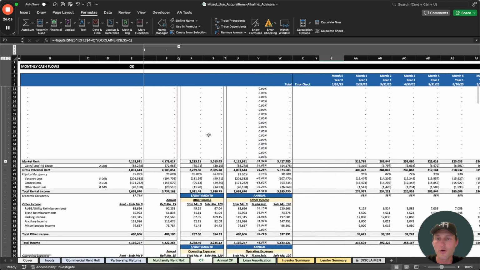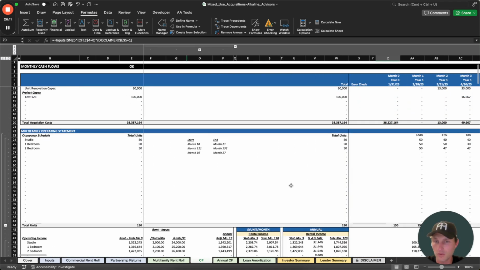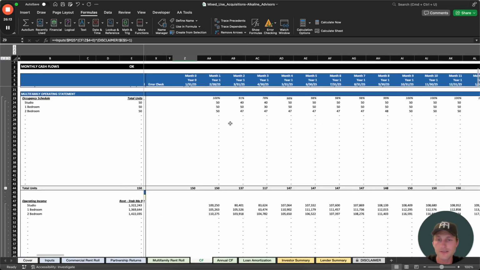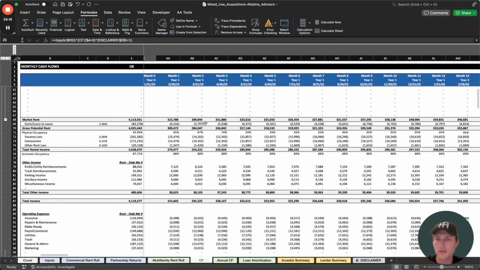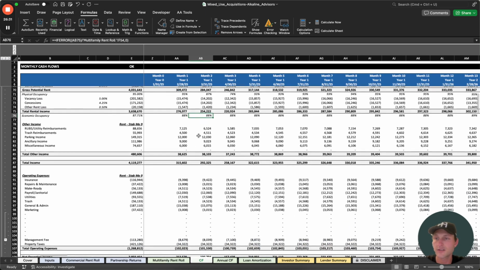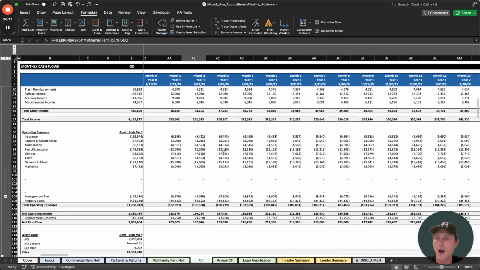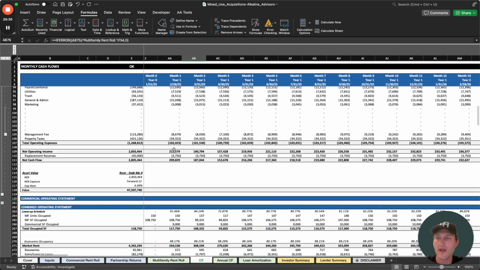As we said before, we've broken it out so you can see just the multifamily on its own, the occupancy schedule, the revenues as it comes in, loss to lease, physical occupancy is calculated here. Then we have other losses, right? Vacancy, concessions, other rent loss. That gives our total rent income. And then we have the economic occupancy percentage. Underneath, we have other income. Then we have operating expenses. Finally, we have NOI, and then adjusted via the replacement reserves to give us our net cash flow.